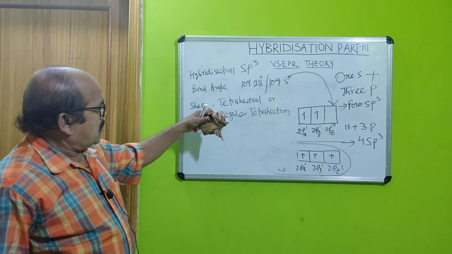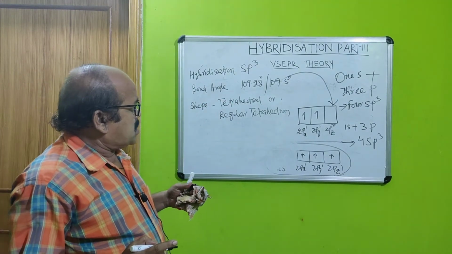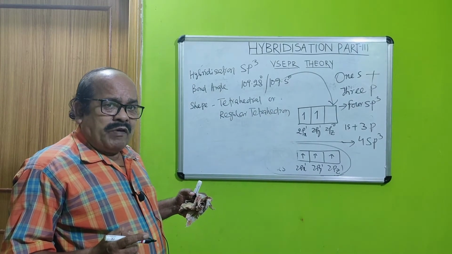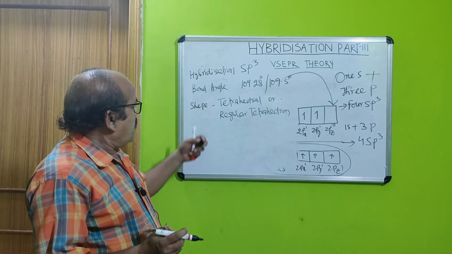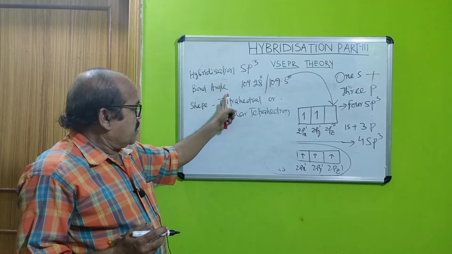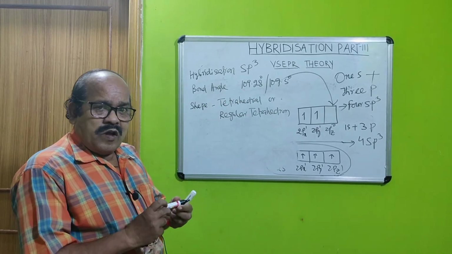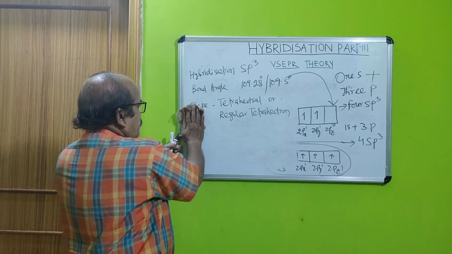I do not want to draw its figure because my portion is VSEPR theory, and that will be more clear in the shape of ammonia and water. So whenever the hybridization is sp3, this is the bond angle and this is the shape. Now what happens in case of ammonia?